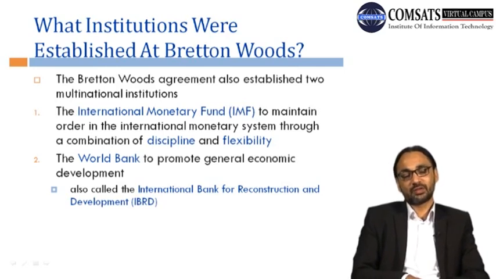Okay, there are two things with this Bretton Woods Agreement. The first one is that they established the fixed exchange rate. The next thing is that with this meeting, they established financial institutions. The first financial institution was the IMF, the International Monetary Fund, to maintain order in the international monetary system through a combination of discipline and flexibility, because they had seen competitive devaluation in the countries, and to stop this sort of behavior in the future, they developed the International Monetary Fund.